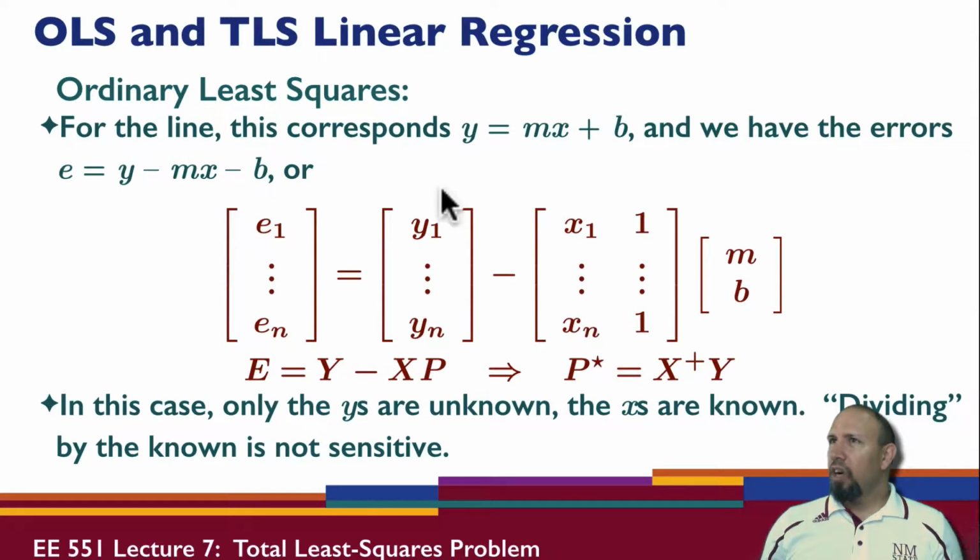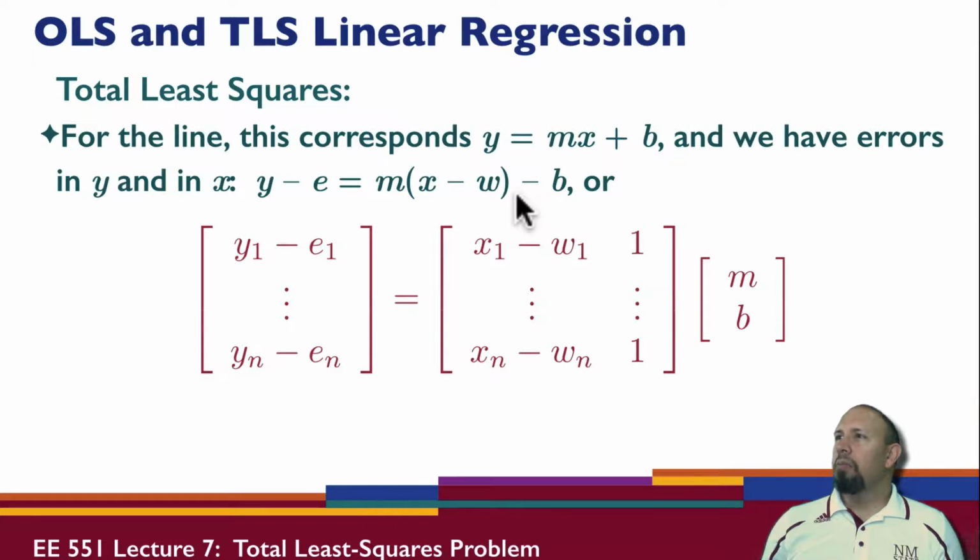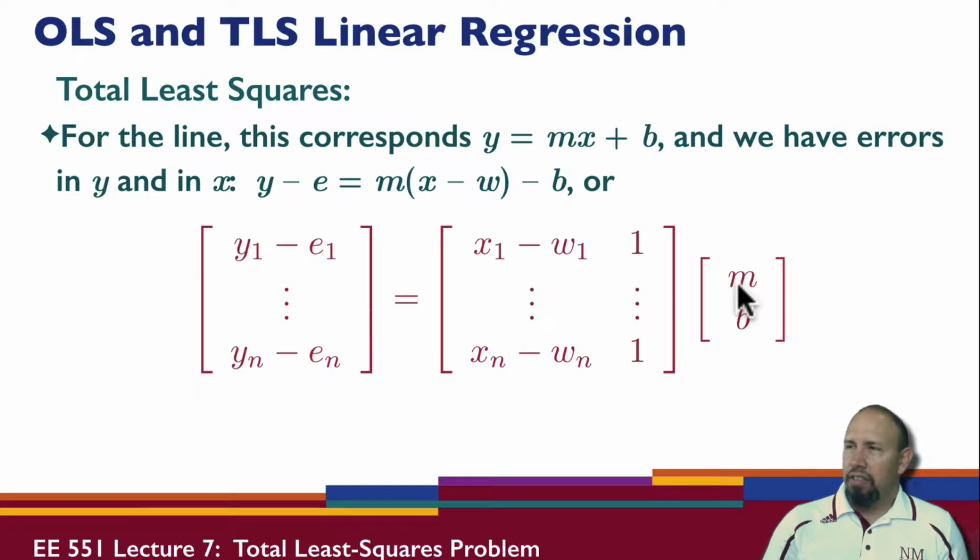But in this case, in the ordinary least squares problem, this is known. So we're dividing by something that's known. Okay, so in the total least squares problem, now this quantity is unknown. So we can think of it as y is equal to mx plus b, but we have errors in both y and x. So y minus e, mx minus w. So e and w are both uncertainties, and so we're actually trying to solve this problem. These are unknown, and we're trying to solve for these.